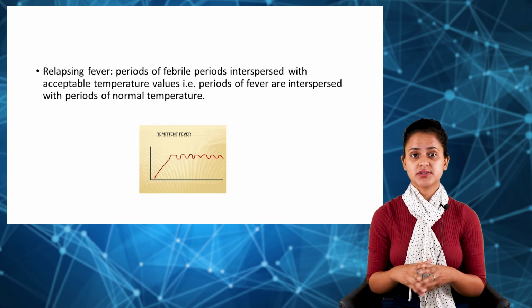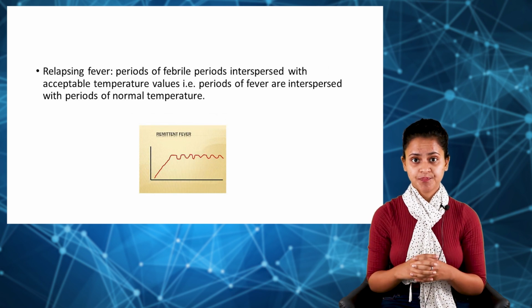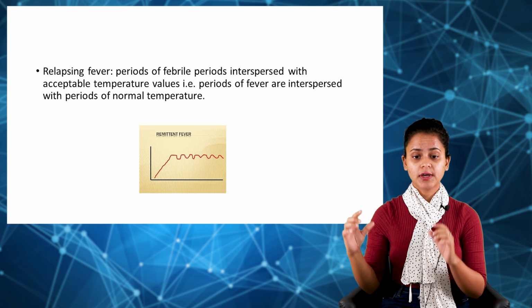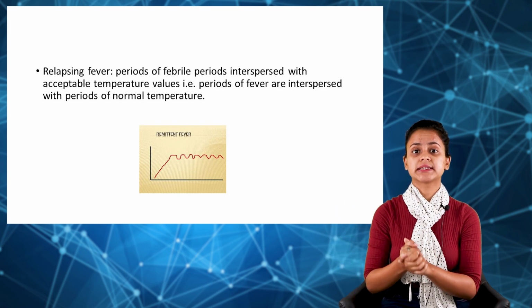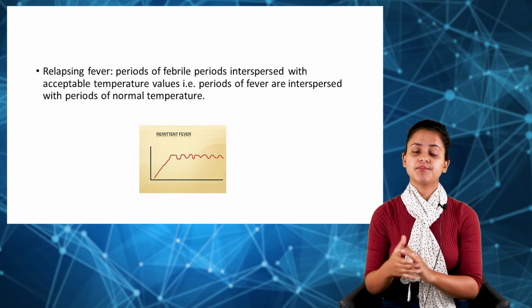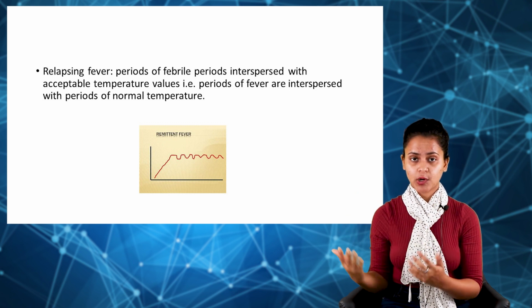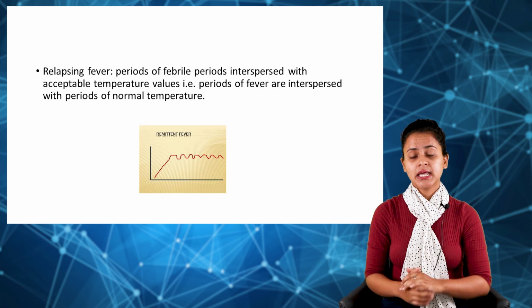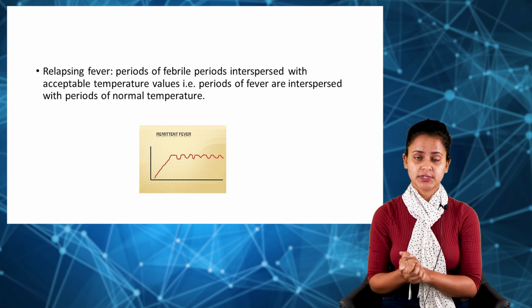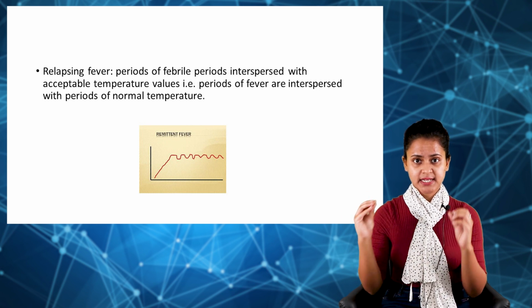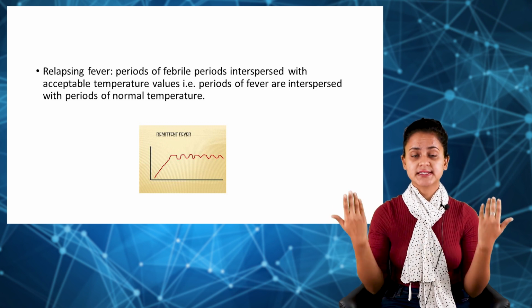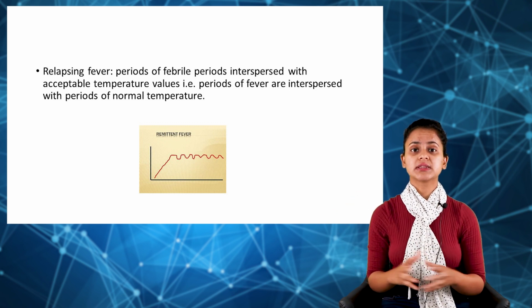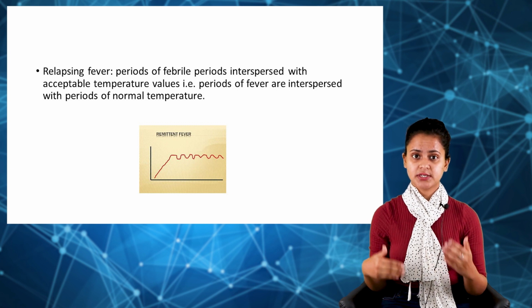Next, we are going to see relapsing fever. Here, periods of febrile episodes will be interspersed with acceptable body temperature. So basically, the periods of high temperature or febrile periods for our client will be interspersed with normal periods. If this is happening, we call this condition relapsing fever.